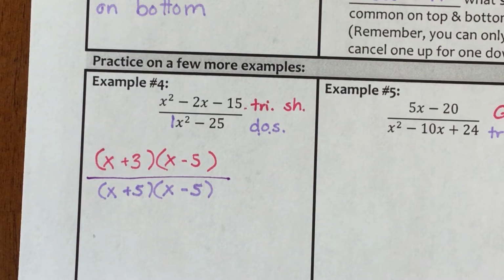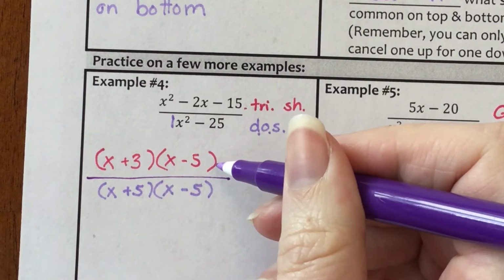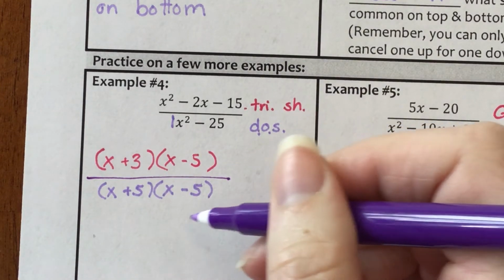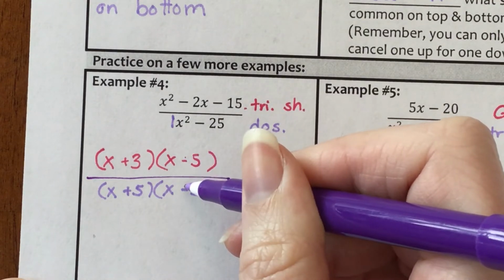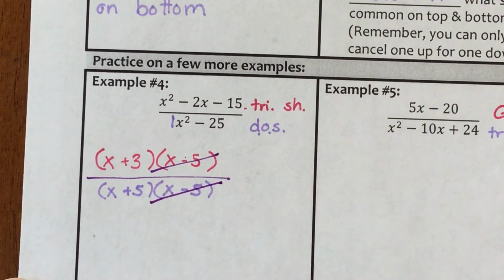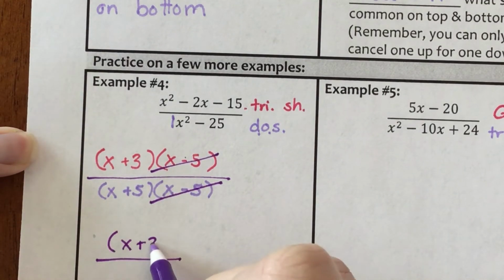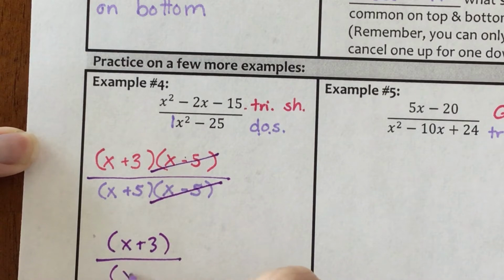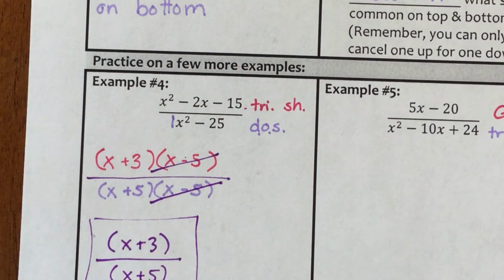That was step 1. Step 2 is cross out what is in common on the top and the bottom. Notice that on the top we have an x minus 5, but the bottom has an x plus 5 versus an x minus 5. You have to make sure that the sign matches as well as the terms. So x minus 5 can cross out an x minus 5. Then we just rewrite whatever is left over. If it's on top, it stays on top, so x plus 3. If it's on the bottom, it stays on the bottom. And that's our answer.